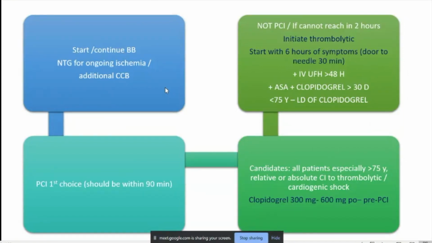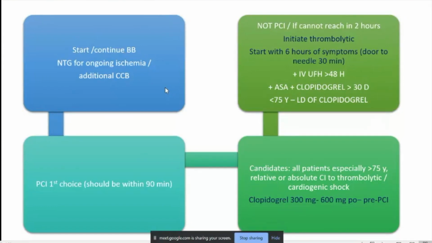So more than 75, they have the high risk of bleeding. So that's why they are the candidates. So more than 75, if there is an absolute contraindication to thrombolytic, cardiogenic shock, and pre-PCI, we start the patient on clopidogrel, 300 milligrams to 600 milligrams orally. And if the patient cannot reach in 2 hours, what we do, we go with the pharmacoinvasive.